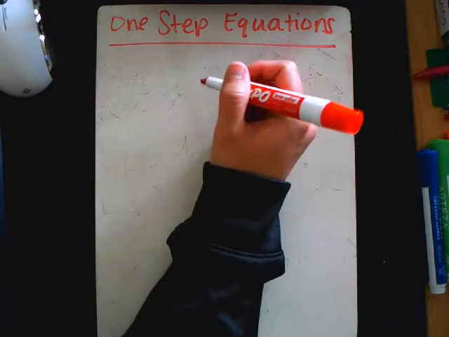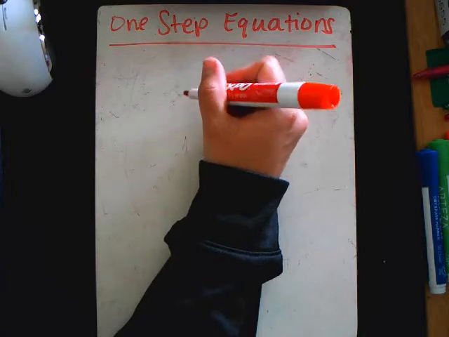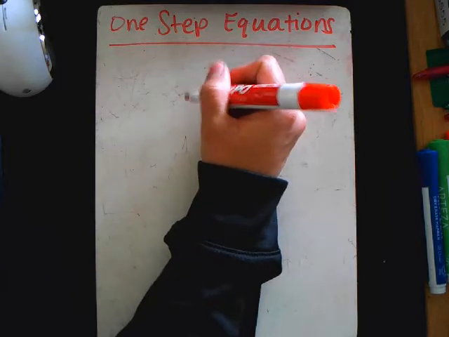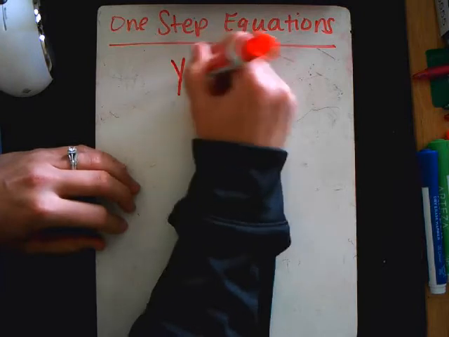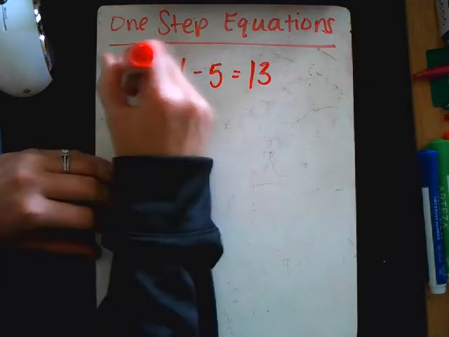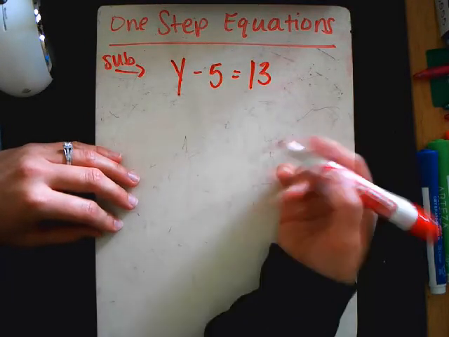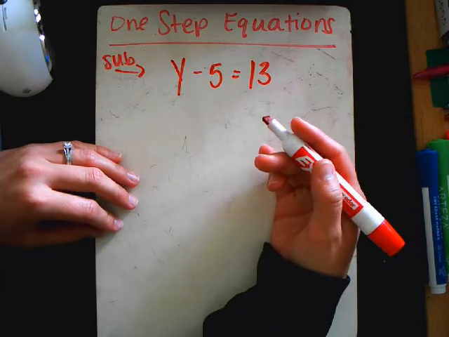Alright, now that we took a long drawn out video for an addition equation, we're going to zoom through the next three in this one video. So stay with me. Let's say we have a problem, y minus 5 equals 13. This right here is a subtraction problem. Because it is subtraction, the opposite is what we're going to need to do to get y by itself.